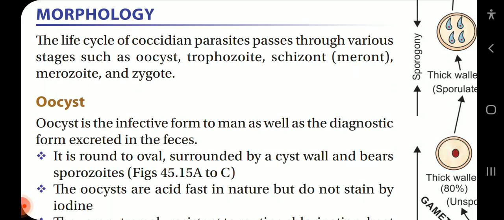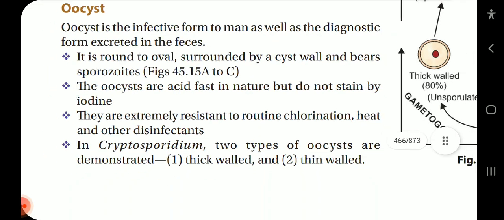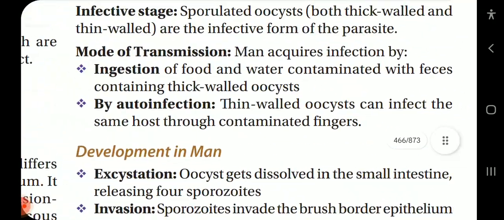Morphology: the life cycle of coccidian parasites passes through various stages such as oocyst, trophozoite, schizont, which is a meront, merozoite, and a zygote. Oocyst is the infective form to man as well as the diagnostic form excreted in the feces. It is round to oval, surrounded by a cyst wall and bears sporozoites. The oocysts are acid fast in nature but do not stain by iodine. They are extremely resistant to routine chlorination, heat, and other disinfectants. In Cryptosporidium, two types of oocysts are demonstrated: thick-walled and thin-walled.